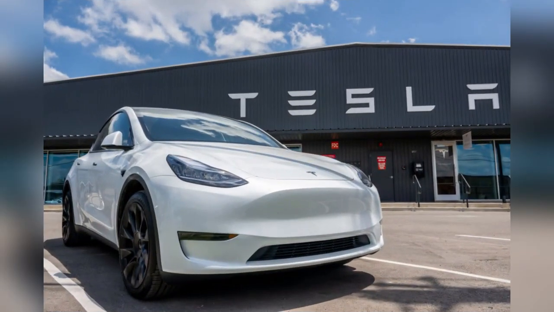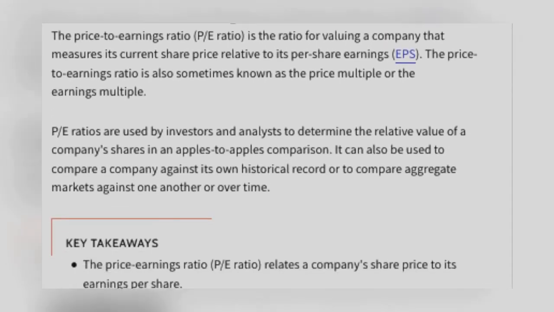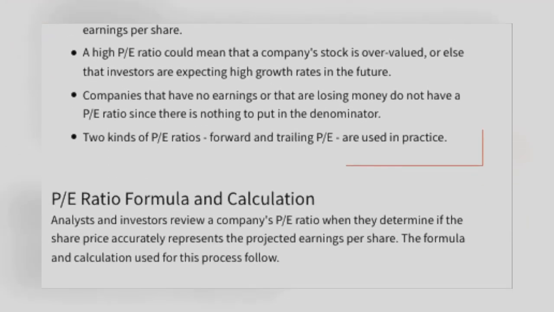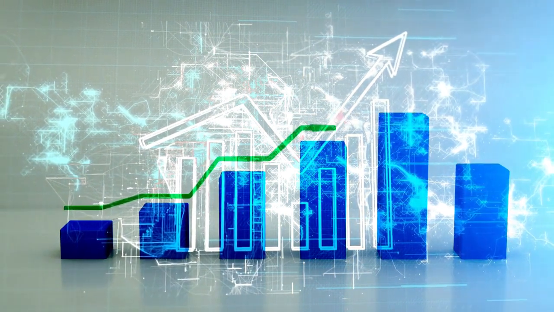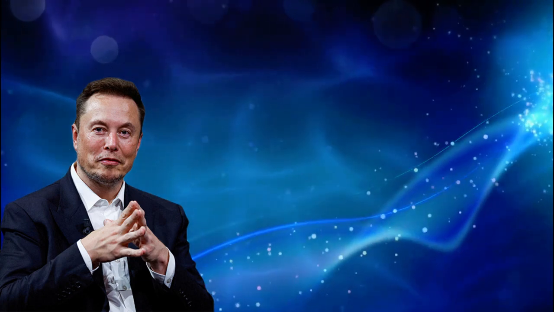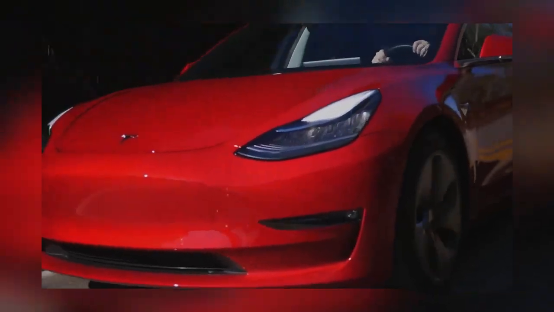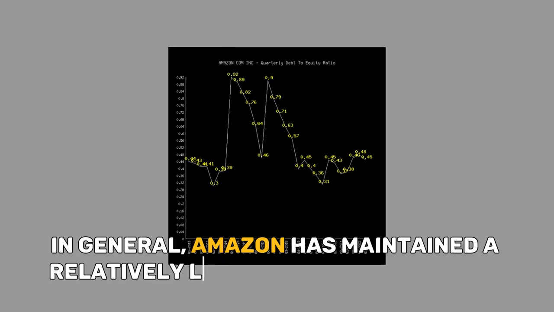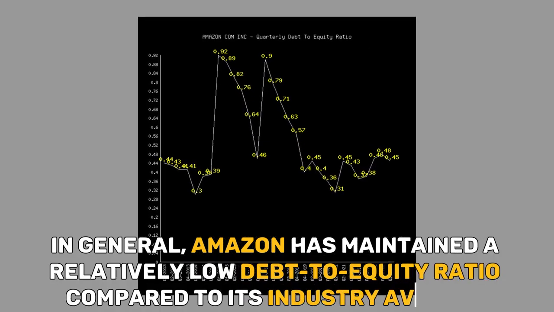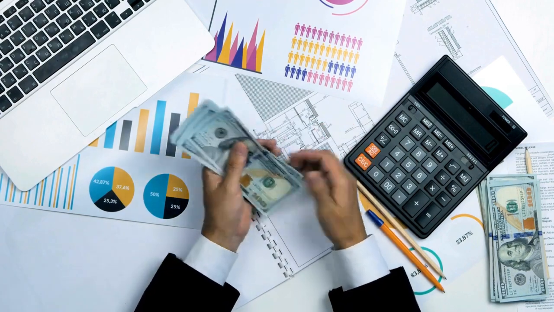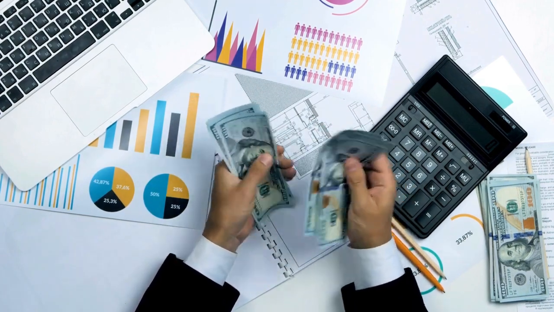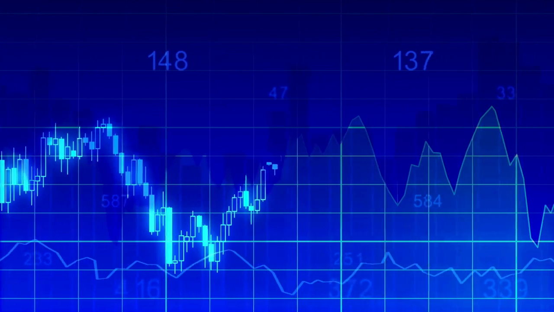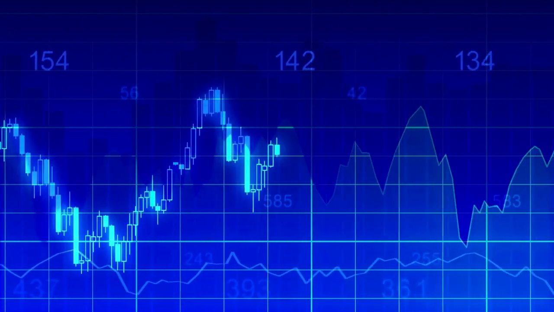Take Tesla, for instance. Investors and analysts frequently discuss its PE ratio, which tends to be high. A high PE ratio might scare off some retail investors, but someone like Elon Musk might argue that it reflects the market's expectation of future growth in electric vehicles and renewable energy. Additionally, let's look at Amazon's debt-to-equity ratio. In general, Amazon has maintained a relatively low debt-to-equity ratio compared to its industry average. This gives billionaires the confidence that Amazon isn't recklessly accumulating debt, but rather is using its equity efficiently to grow its operations.